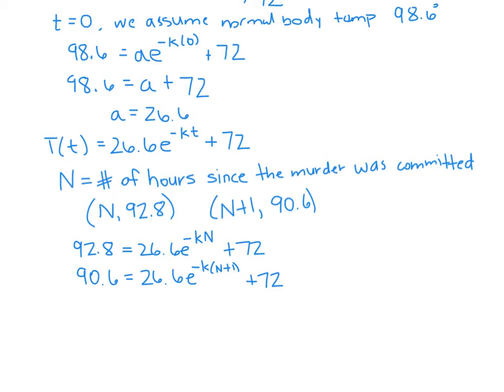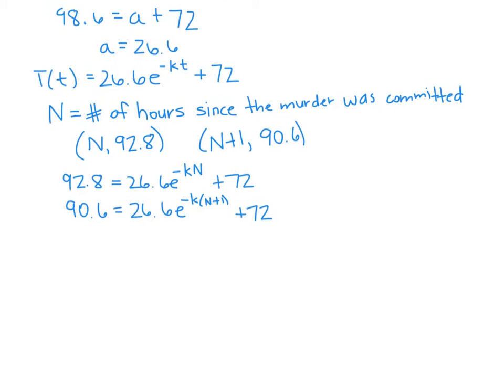What we're going to do next is actually divide one equation by the other. The reason we're going to do that is to help solve for our variable, since our variable is in the exponent here. First, let's subtract 72 from both sides of the equation. So in this top equation, when we subtract 72 from both sides, we're going to have 20.8 equal to 26.6 e to the negative k times n. And then on the bottom one, when we subtract 72 from both sides, we're going to have 18.6 equal to 26.6 times e to the negative k times n plus 1.